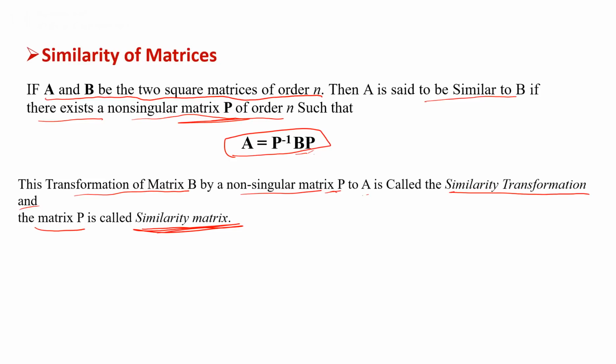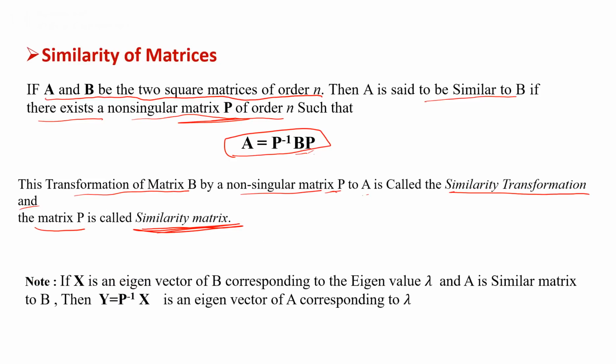Here, we have to note that if X is an eigenvector of B corresponding to any eigenvalue lambda, and A is similar to B, then Y is equal to P inverse X is an eigenvector of A corresponding to the eigenvalue lambda.